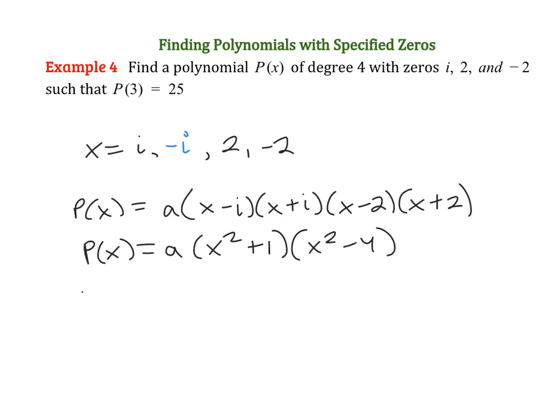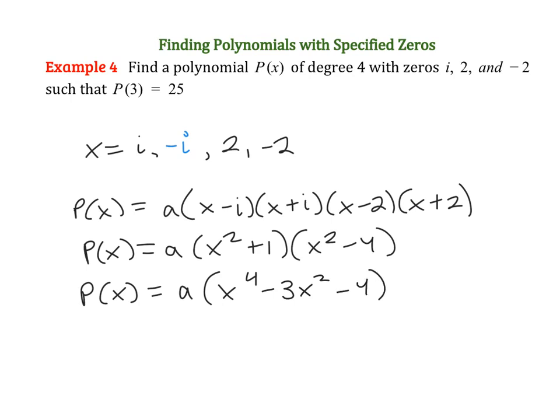And then these I can multiply together. So I have x to the 4th, and then here I have minus 4x squared plus 1x squared. So minus 3x squared and then minus 4.